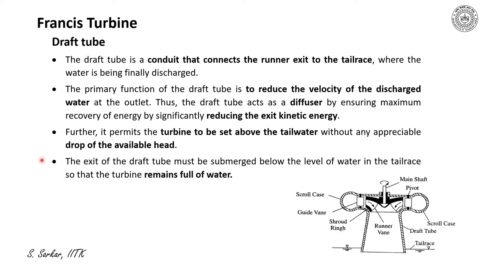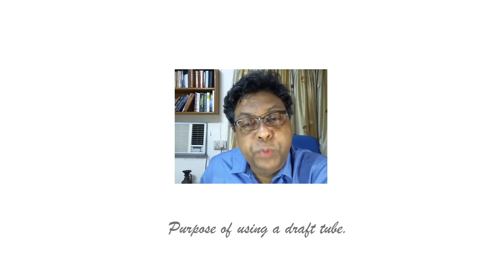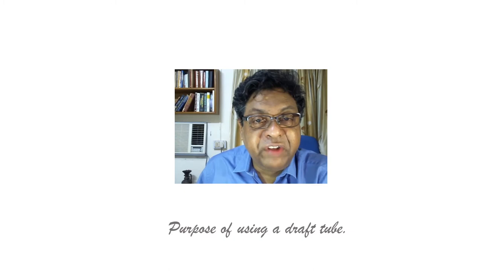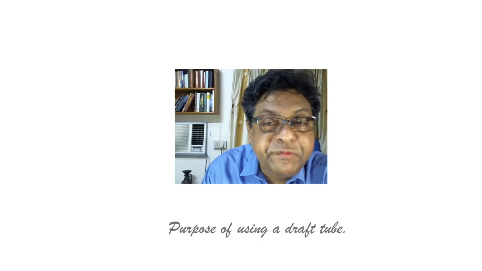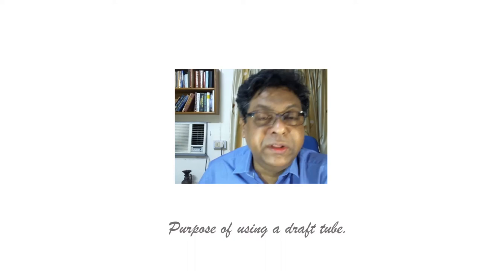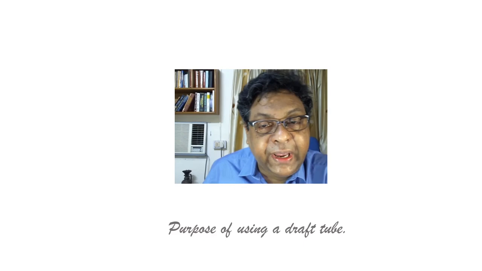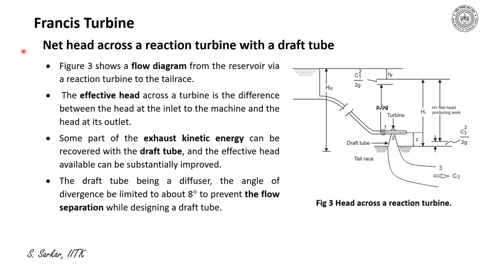After the discussion of different components of a Francis turbine and their features, I would like to discuss here the benefit of using a draft tube for a reaction turbine and the net head available across a Francis turbine. Let me comment now about net head across a reaction turbine with a draft tube. Figure 3 shows a flow diagram from a reservoir via a reaction turbine to the tailrace, as indicated here. And this schematic would give us the idea of head across a reaction turbine.